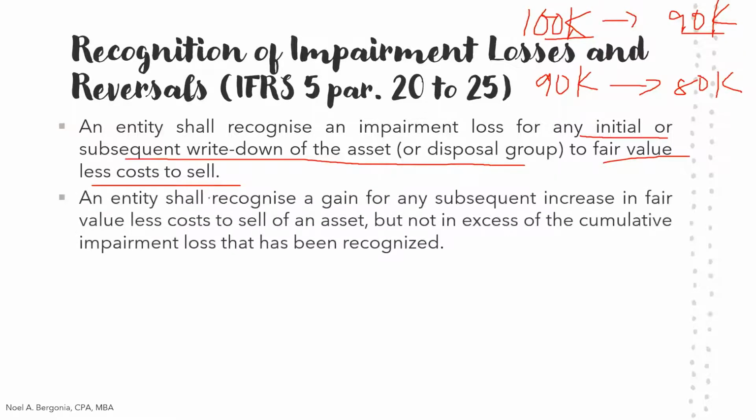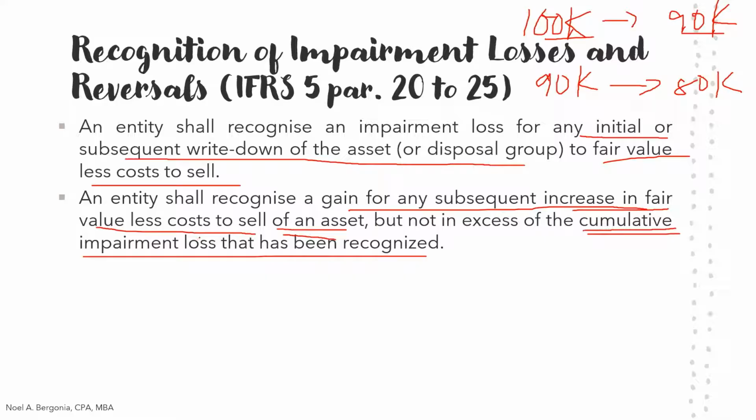So an entity shall recognize again for subsequent increase in fair value less cost to sell of an asset, but not in excess of cumulative impairment loss that have been recognized. So parang hawig ito doon sa mga previously discussed na assets, pero hindi natin china-charge yung excess increase pa. Okay? So just in case lang na may subsequent increase in the fair value less cost to sell of an asset, it should not exceed yung cumulative impairment loss.